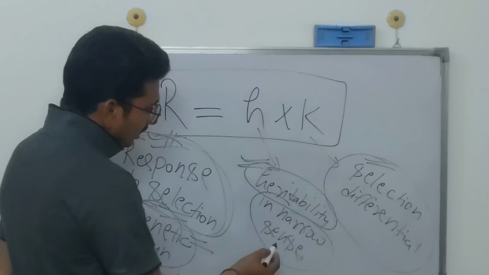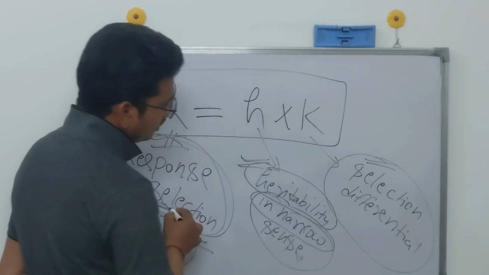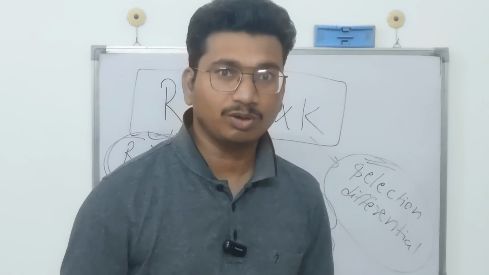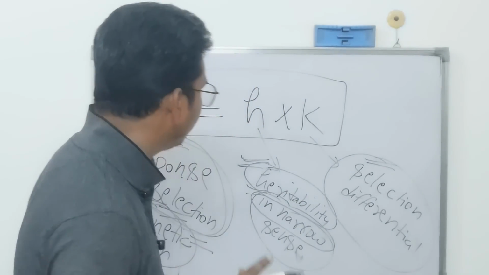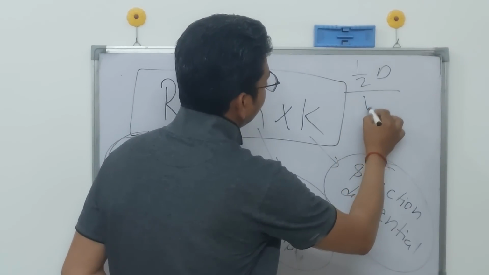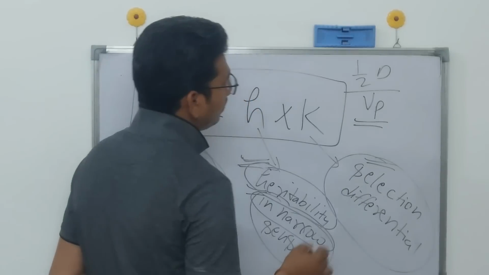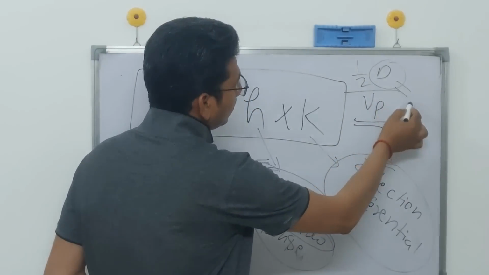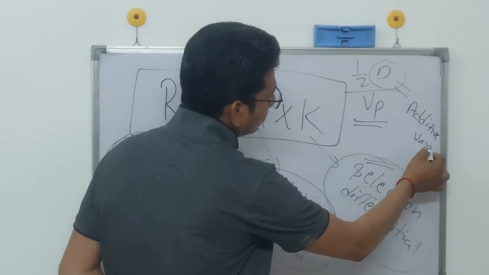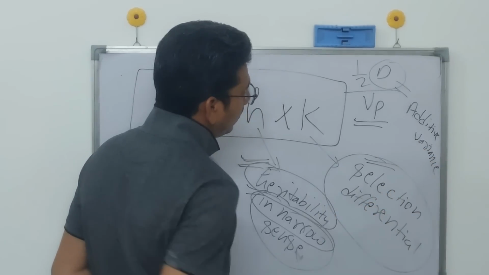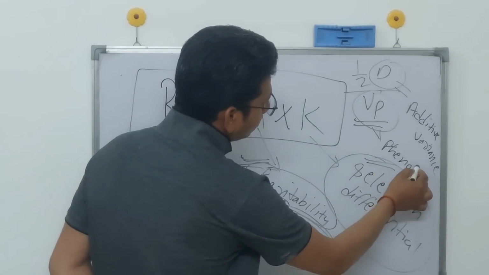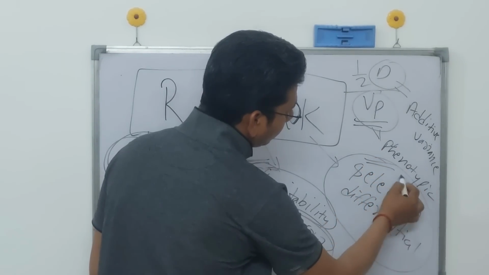Here, the heritability in narrow sense is calculated from the segregating population, and it is calculated by 1/2 D divided by Vp. Here D is additive variance and Vp is phenotypic variance.